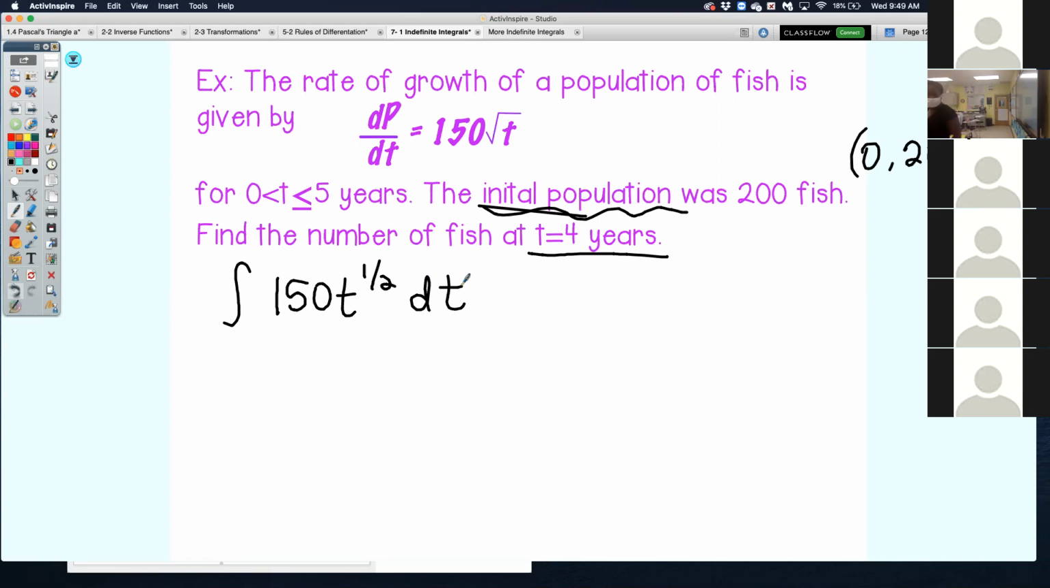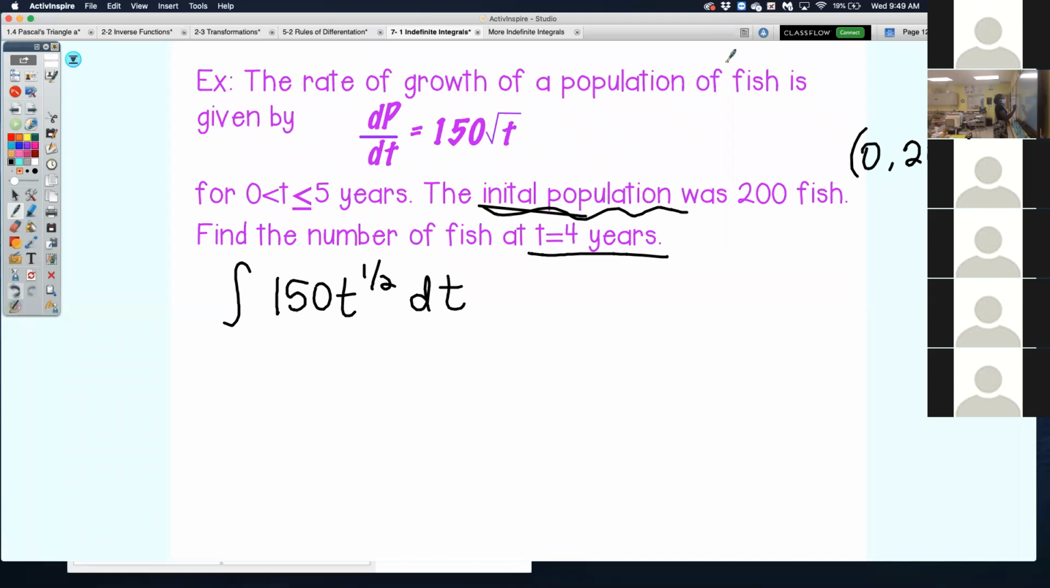When you have it, say it out loud. Very good. 100 t, make sure it's t, to 3/2, and then of course plus c. This represents our population equation, but a general one. Specifically, I need to figure out the full equation so that I can find the number of fish at t equals 4 years.